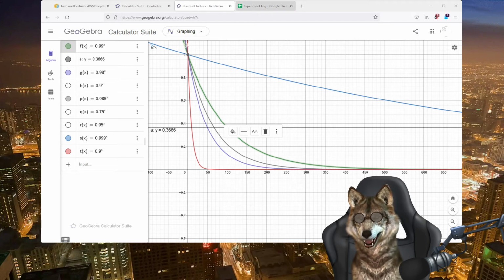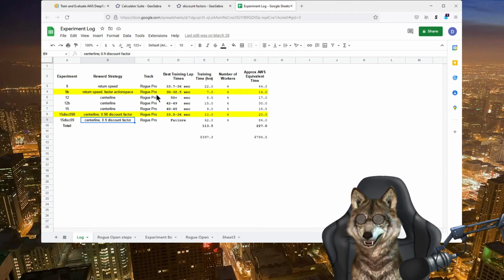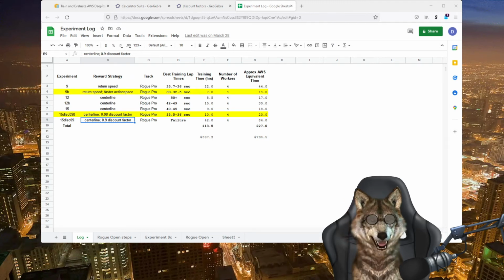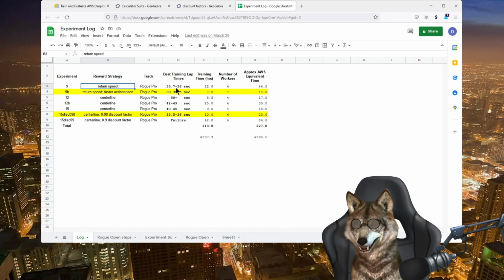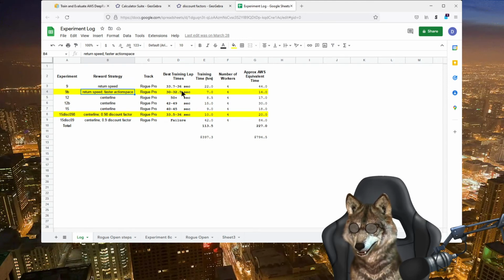So what does it look like in real life? I did some training last month on the Rogue Pro track. Let me just walk you through what I did here. I did a couple of experiments. One was my reward strategy was literally one line of code, return speed. The best training lap times I got here were 33 seconds after about 22 hours of training time. Then I tried return speed, but with a different action space, and I shaved off about 3 seconds. So that was pretty good.